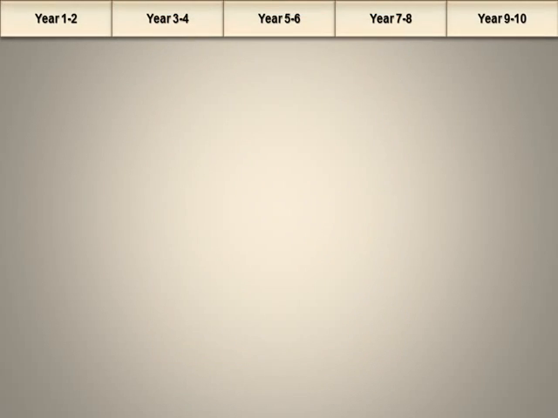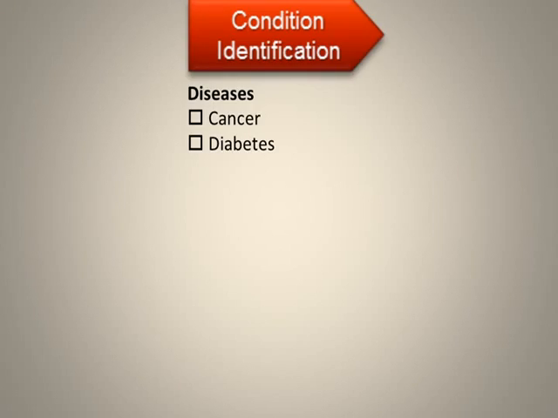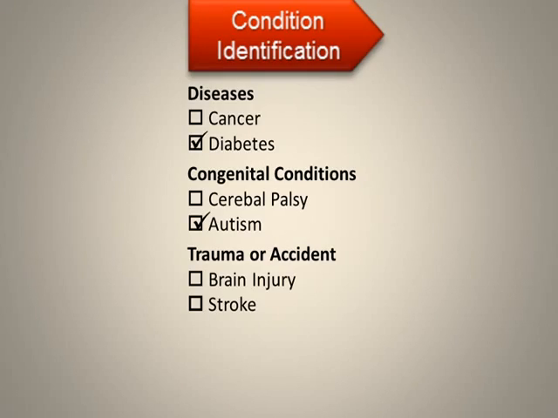is similar. The first step in drug development is the identification of a condition for which a new treatment is needed. Conditions may be the result of disease, congenital conditions, trauma or accident, or even a situation that might be considered a deficit, such as inordinately short stature or poor night vision.